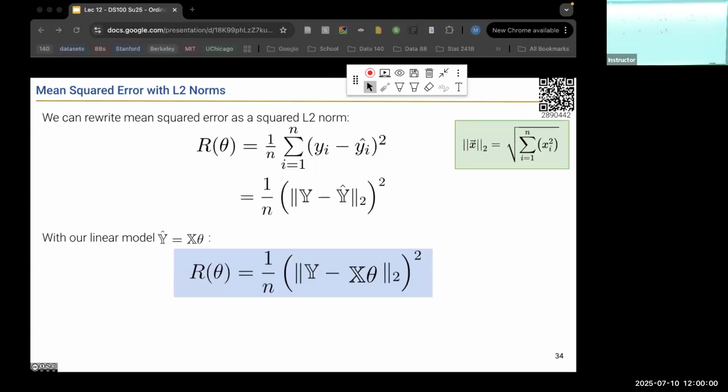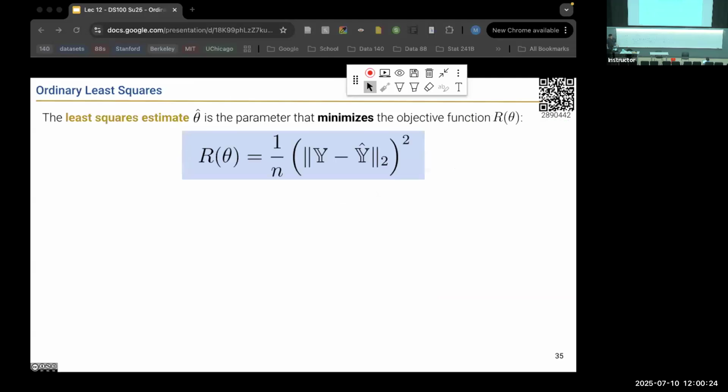Now, because my multiple linear regression model is y hat equals X theta, I just replace the y hat by X theta. Now I have my MSE in terms of theta, but also in this nice vector form, the norm of a vector.